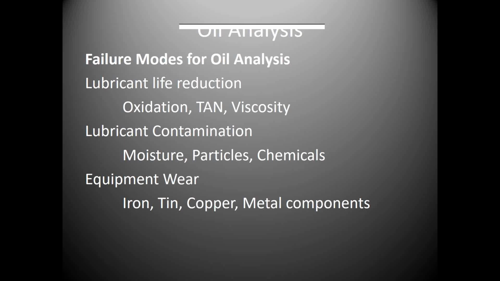And then what are we looking for? Equipment wear. What's the equipment made out of? You know, bearings, a lot of times you're going to see iron and tin numbers go up. Sometimes if they have brass or bronze retainers in there, you might see the copper number go up. What are all those metal components? What are all those things that you'll see in the oil analysis sample? Where do they come from? In order to know that, we need to know what your equipment's made out of.